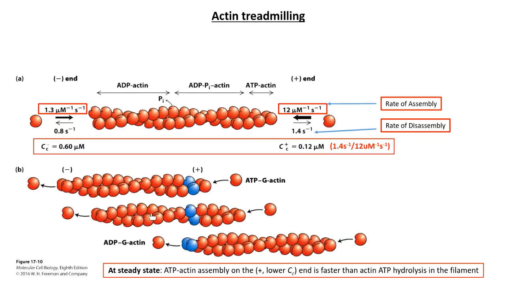So at steady state, ATP actin assembly on the plus end, which has a lower CC, is faster than actin ATP hydrolysis in the filament. That is the overall actin ATP hydrolysis in the filament. Okay, so that is the concept of actin treadmilling. The two units appear to be moving from the plus end to the minus end over a period of time because the rate of polymerization at the plus end is faster compared to the overall ATP hydrolysis in the filament, and the ATP version gets added and the ADP version gets out after the hydrolysis of ATP. Okay, so that is what actin treadmilling is all about.